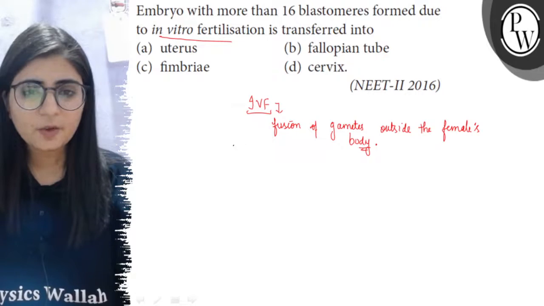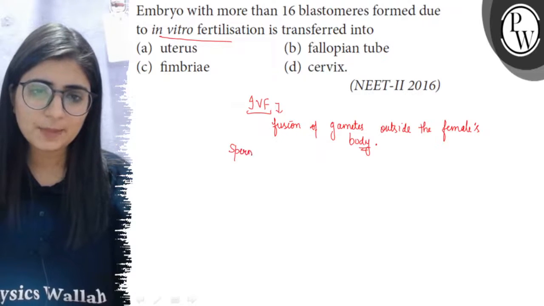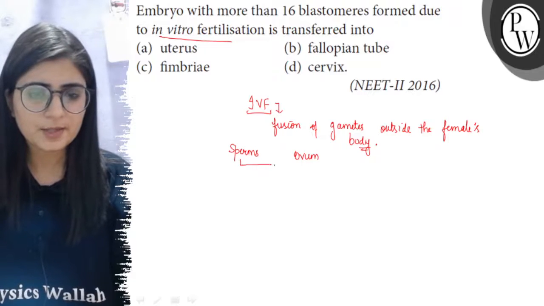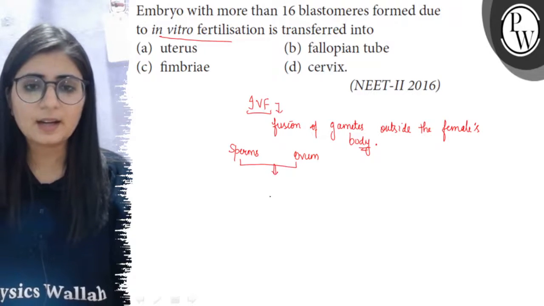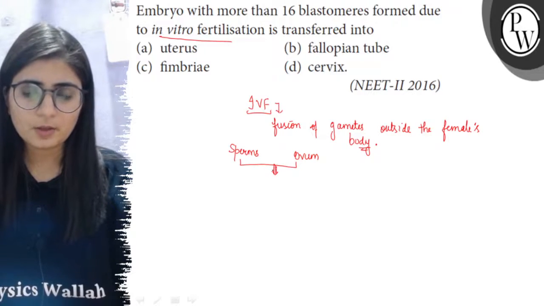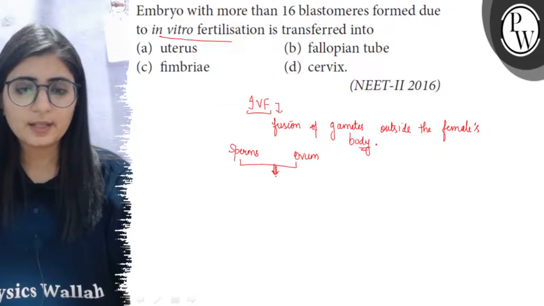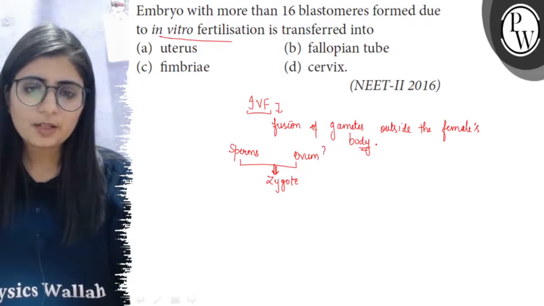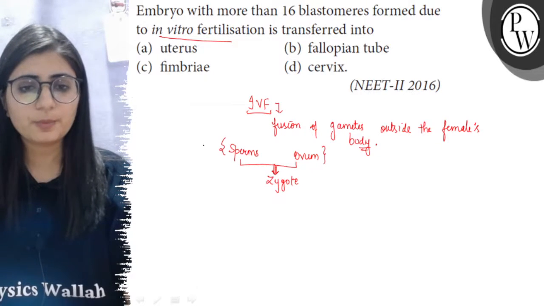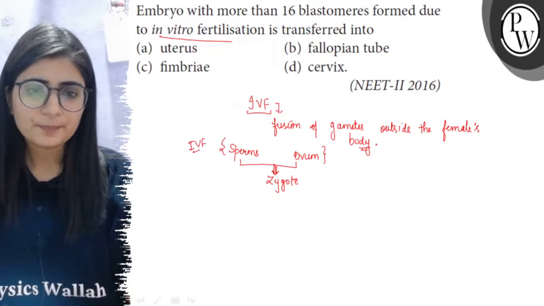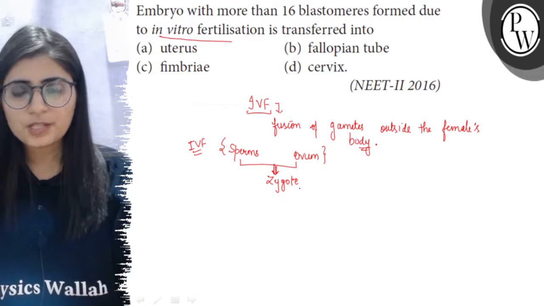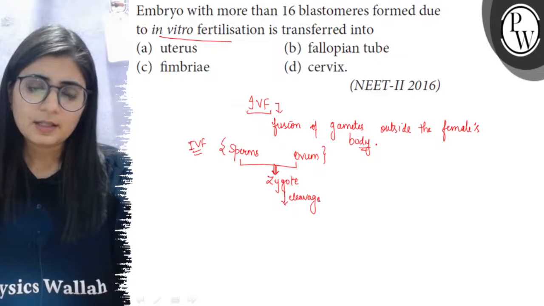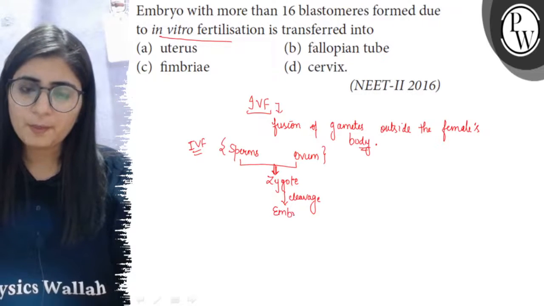So in this technique, first sperms or semen and ovum are collected from the male and female respectively, and they are fertilized in the laboratory, and it leads to formation of zygote. So here the fertilization is occurring outside the body of the female, so it is IVF. Now after this the zygote is formed. Now the zygote undergoes cleavage and it leads to formation of embryo.